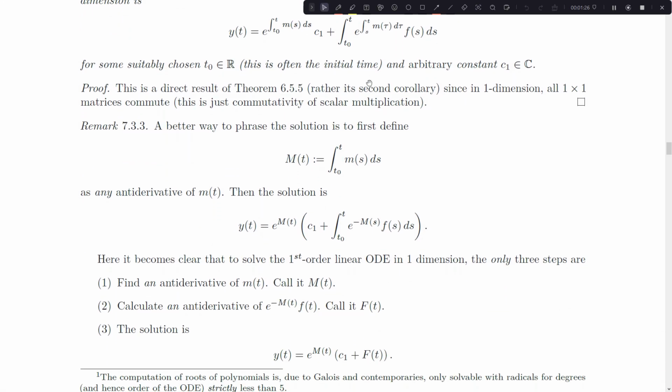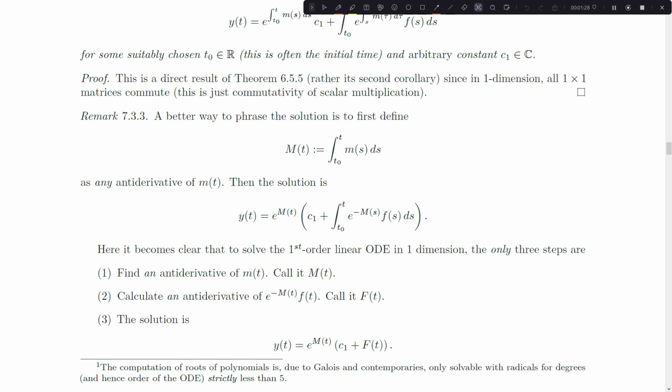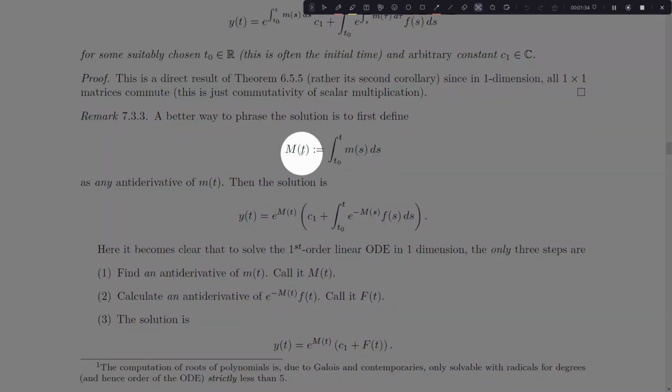I have a remark here, which is kind of the better way to phrase this. We first just consider the antiderivative as capital M. So we take whatever function is multiplying the first order or the zeroth order term. We take its antiderivative and call that capital M, and then our solution is given by e to the capital M times, in parentheses, a constant plus the antiderivative of e to the negative M, that's right, e to the negative M, and then f of s ds.